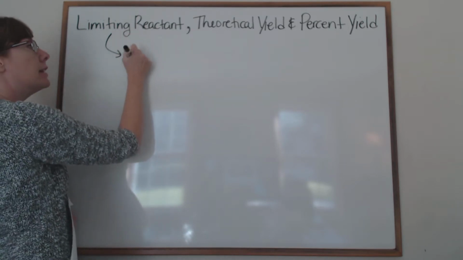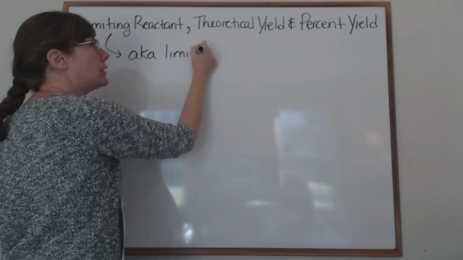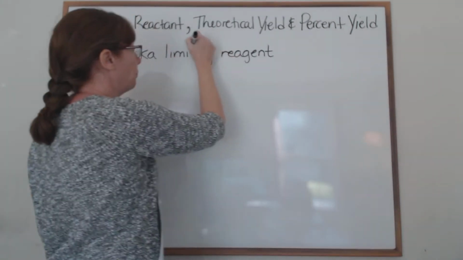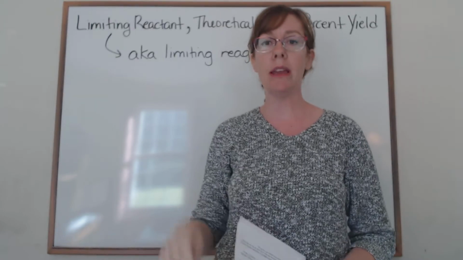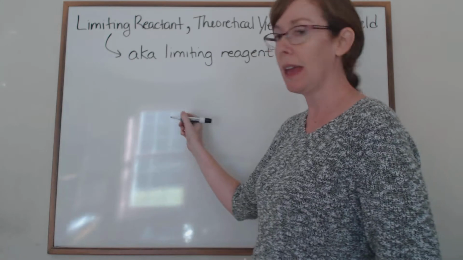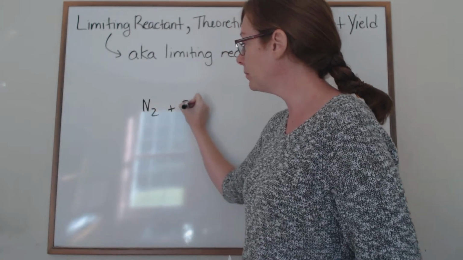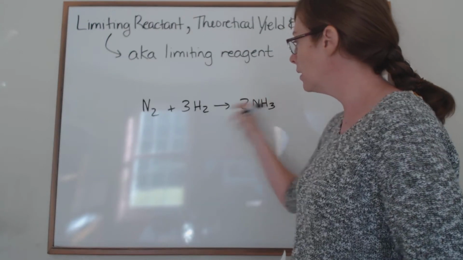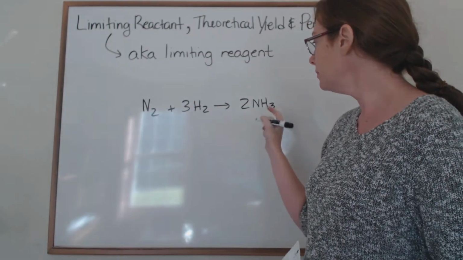So a limiting reactant is also known as the limiting reagent. These two words really mean the same thing. It's a little bit of a contextual thing. People will call something a limiting reactant from the point of view of the chemical equation. So basically, if you have a chemical equation, these would be your two reactants, these two. And of course, that would be your product like we talked about last time.